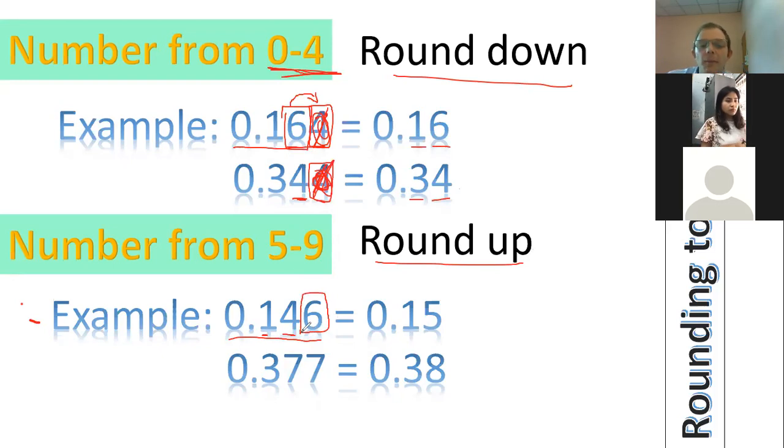What is this number? Then what is the number?